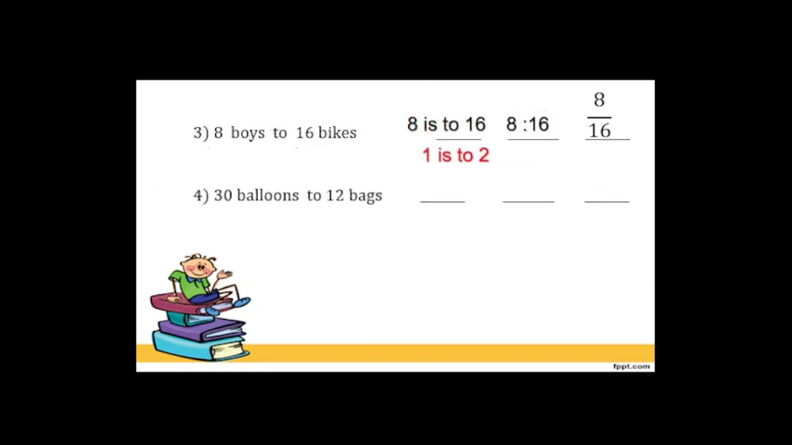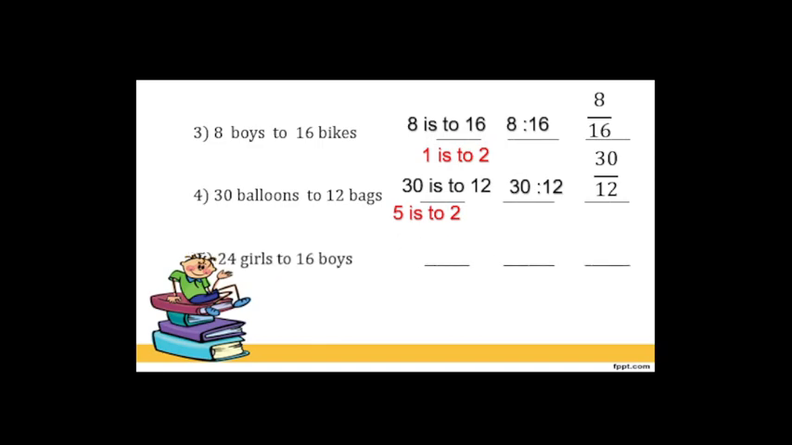Next, 13 balloons to 12 bags. So that is 30 is to 12, 30:12 and 30 over 12. To express 30 is to 12 in simplest form, divide both terms by 6. And 30 divided by 6 is 5, and 12 divided by 6 is 2. So that is equal to 5 is to 2, or 5 over 2.